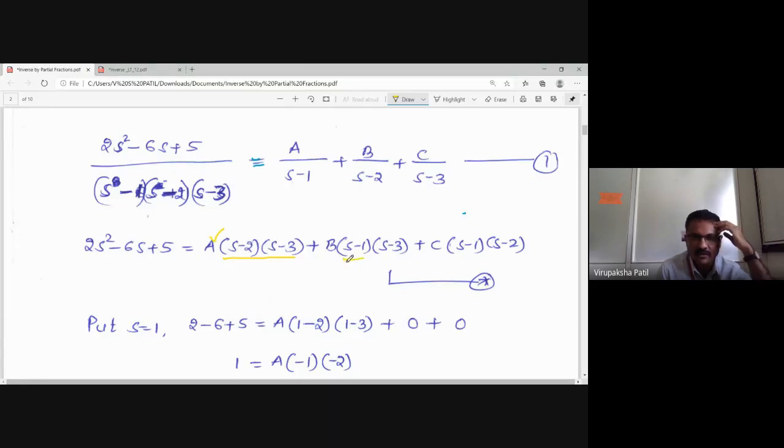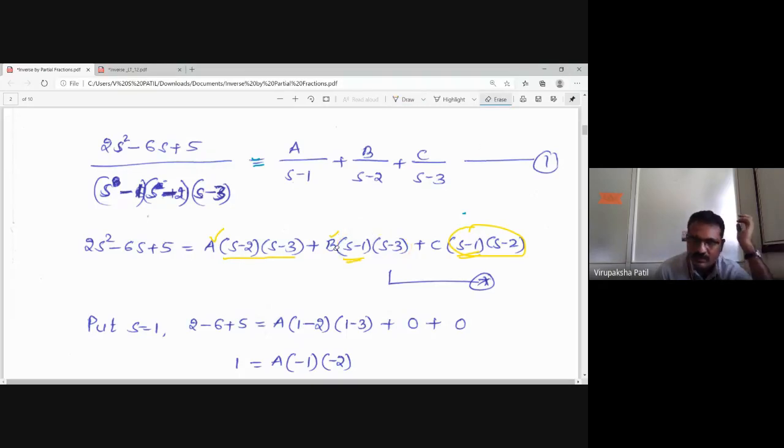Now here you observe one thing. (s − 1) is one common factor. So B and C cannot be 0, but its coefficient, something into 0, is 0 or not? So what will we do? We will try to make this 0, so that this 0 into B or C will be 0.